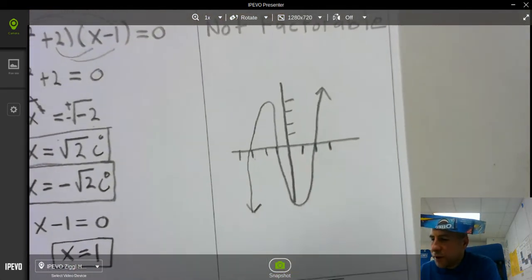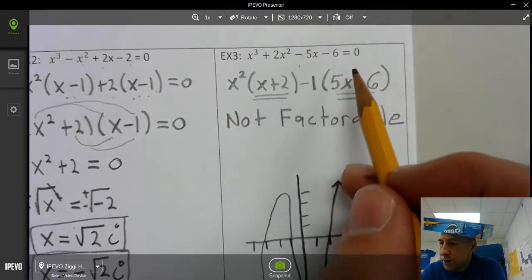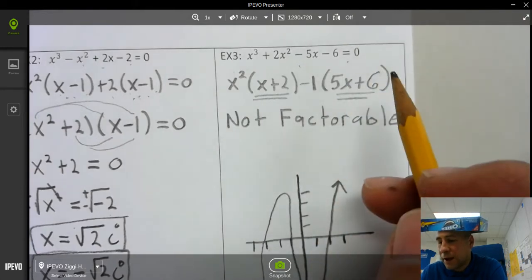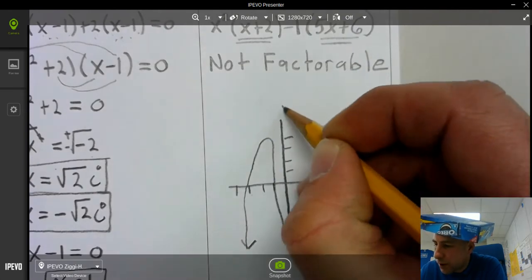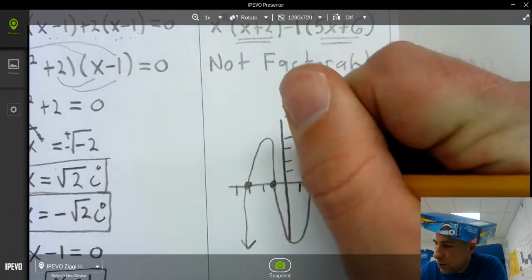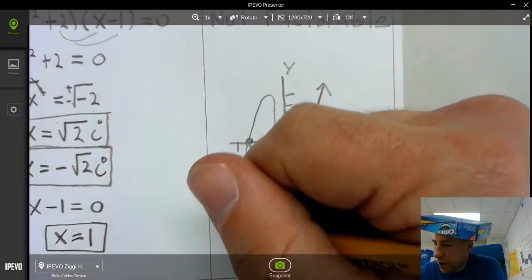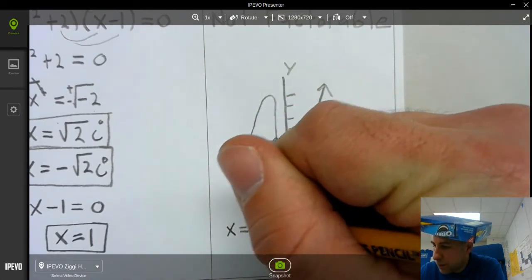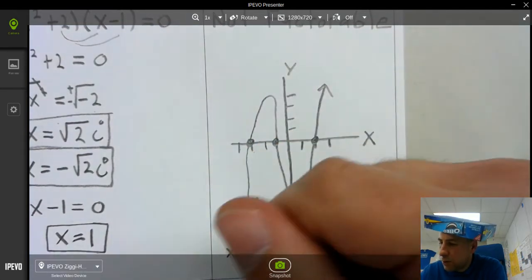All right, so we can see now. This is what I need to talk about. I'm hoping you see this set equal to 0. That means when we're solving, we're actually finding the x-intercepts. So our solutions are where it crosses the x-axis. So our solution is here, here, and here. So our solutions are x equals negative 3, x equals negative 1, and x equals 2.